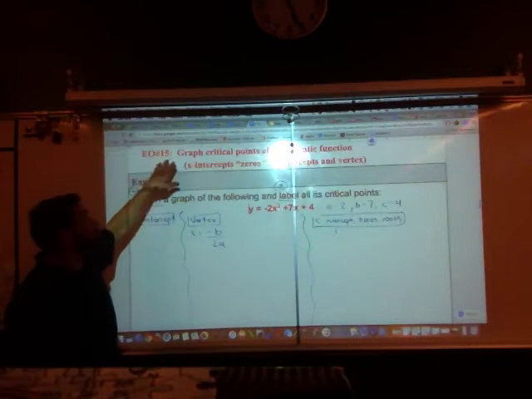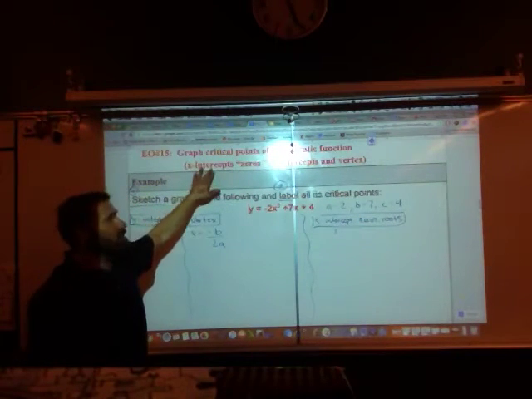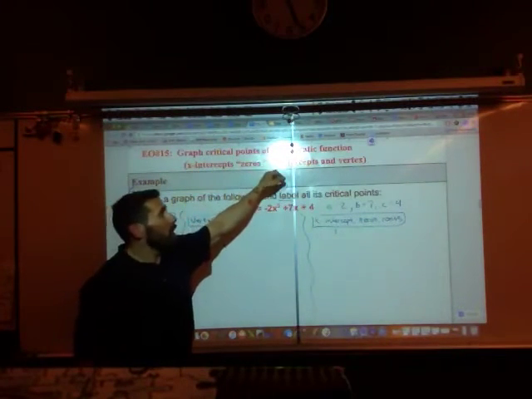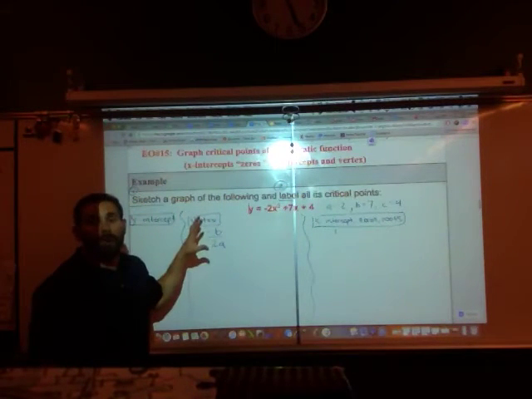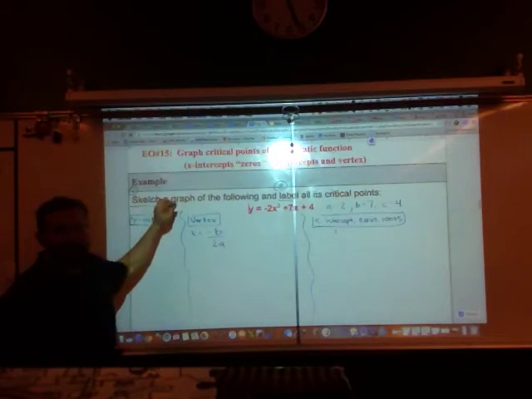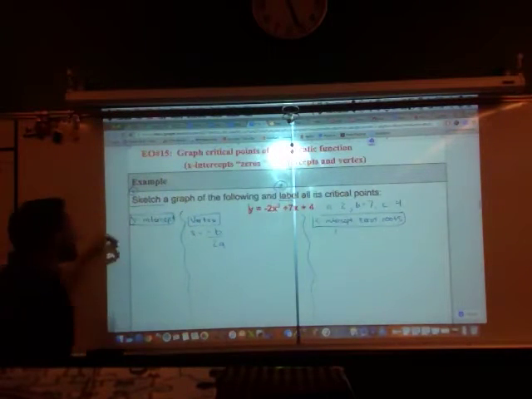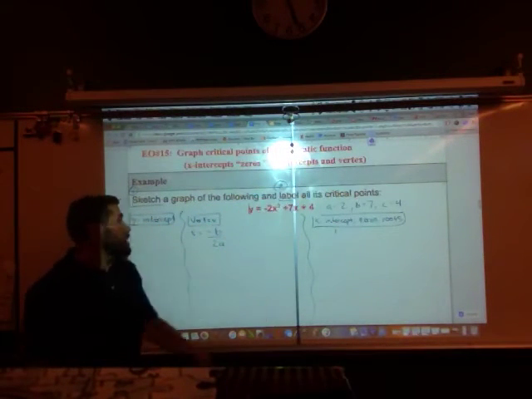I know there's a glare, but it does say graph critical points of a quadratic function. So that would be like the x-intercepts or the zeros, the y-intercepts, and the vertex. Again, this is all on Google Classroom, so you can get this. You can look at this form yourself, so you can read this stuff if that glare is causing the issue. So we have to sketch the following graph and label all its critical points.